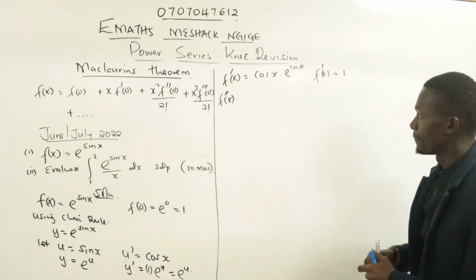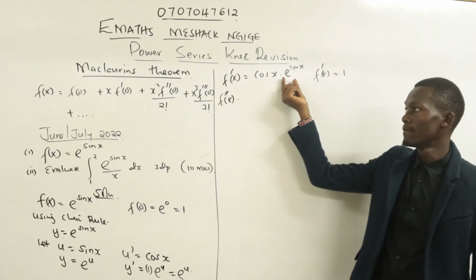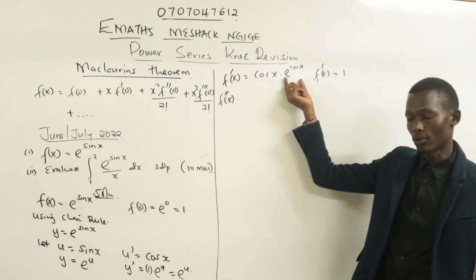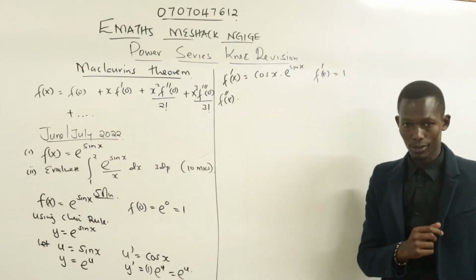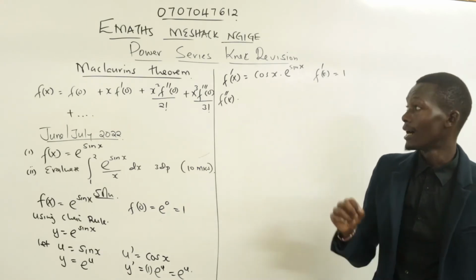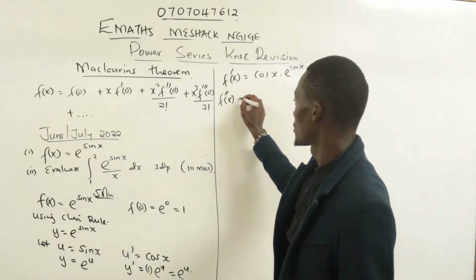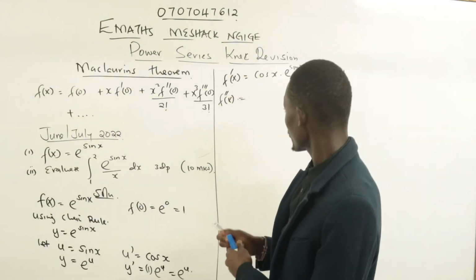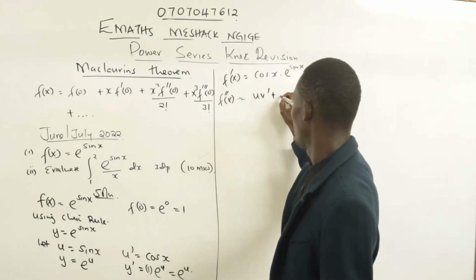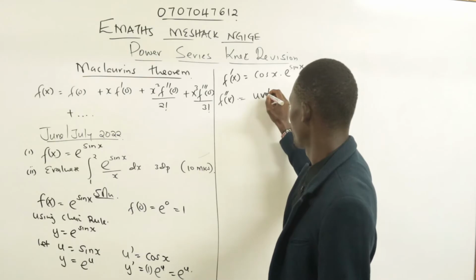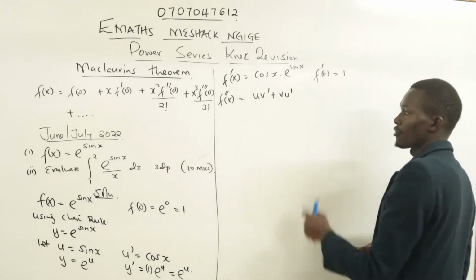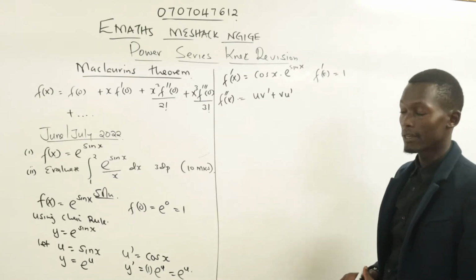Now, notice something here. We have this part here, and we have this part. These are functions on their own, and this is another function on its own. So we are multiplying two functions. So what will we use? We shall use the product rule. The product rule says that you're going to get uv prime plus vu prime. So you shall take one of your functions to be u, the other function to be v, right?